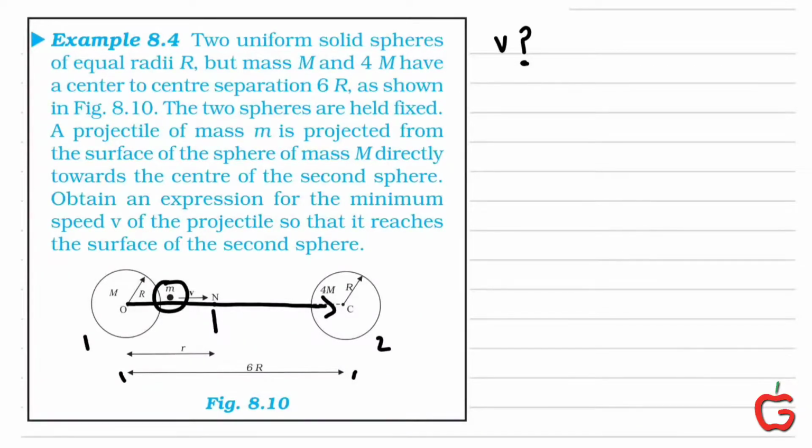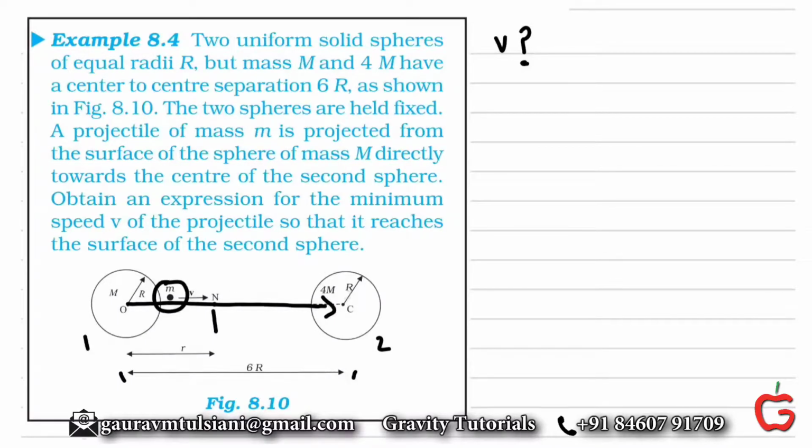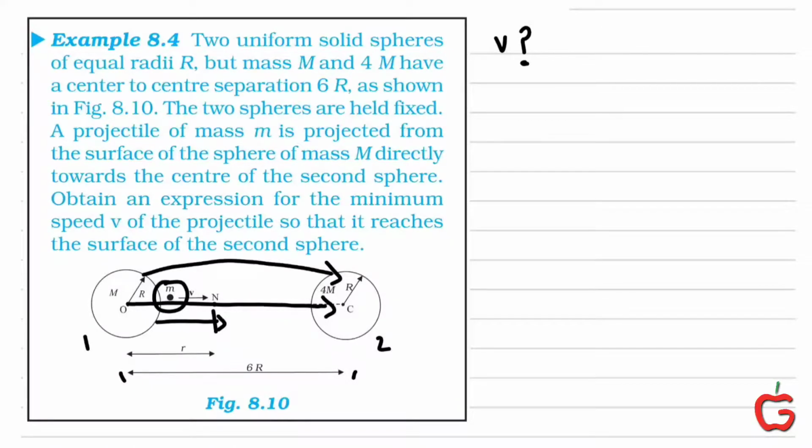where the gravitational force of the second sphere exceeds the gravitational force of the first sphere. So that point is marked here as N, the neutral point. So if this small mass m just crosses the neutral point, the second sphere of mass 4m will attract it towards itself. So we don't need to throw this all the way from here to here. We just need this small mass m to cross the neutral point. That is the concept that we are going to apply here.